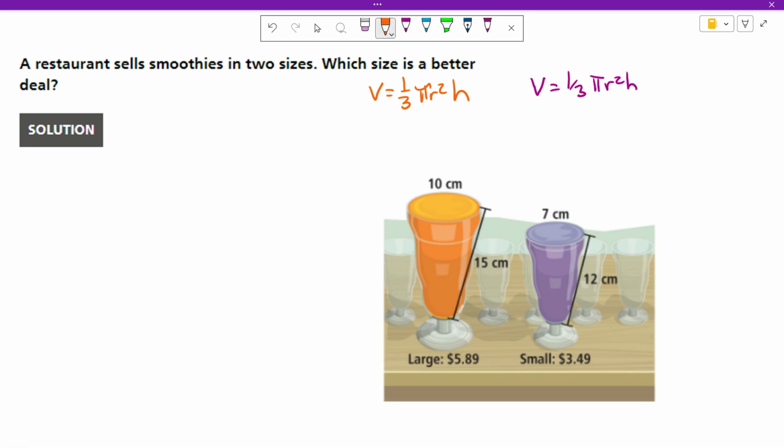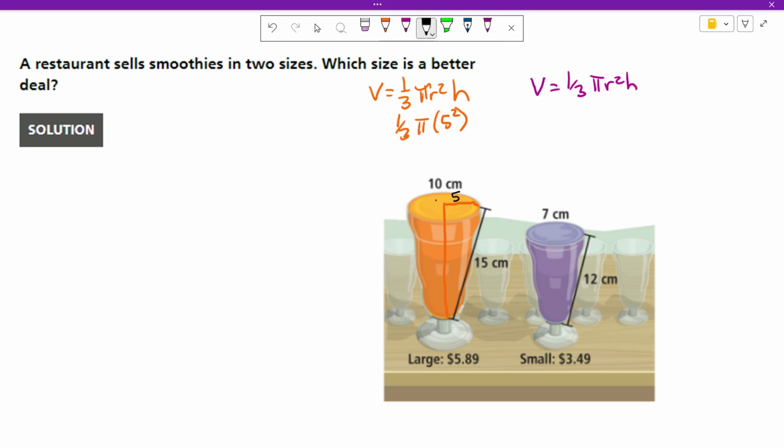All right, for the orange one, it's 1/3 times pi. What's the radius of that cone if it's 10 centimeters across? 5, so 5 squared. Now, they give us a slant height of 15. We need to find the actual height. How would we find the actual height here?